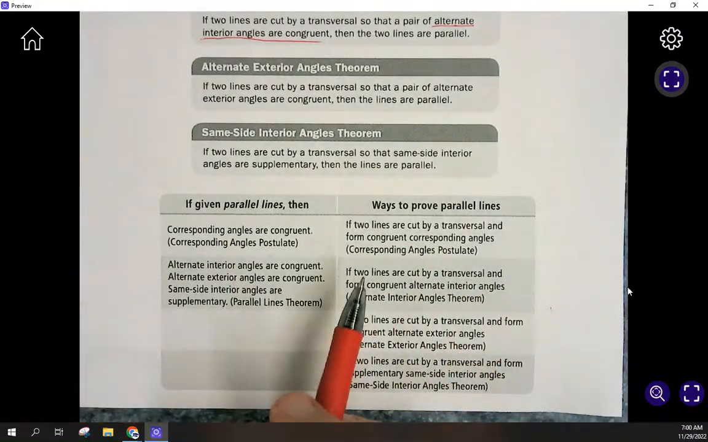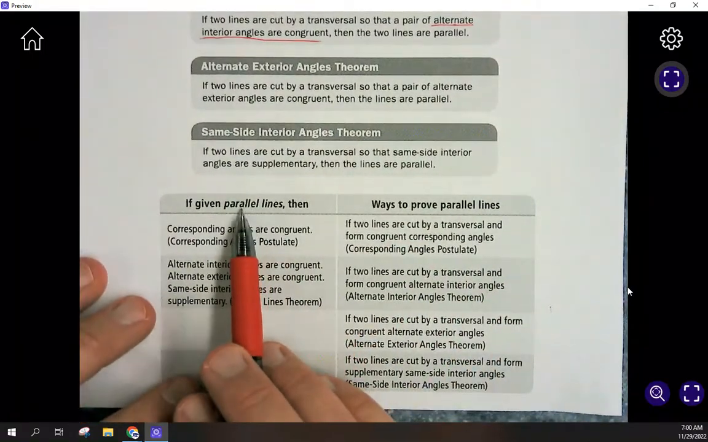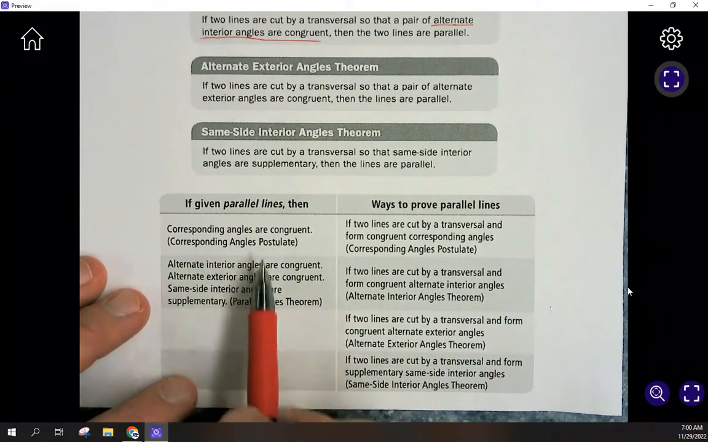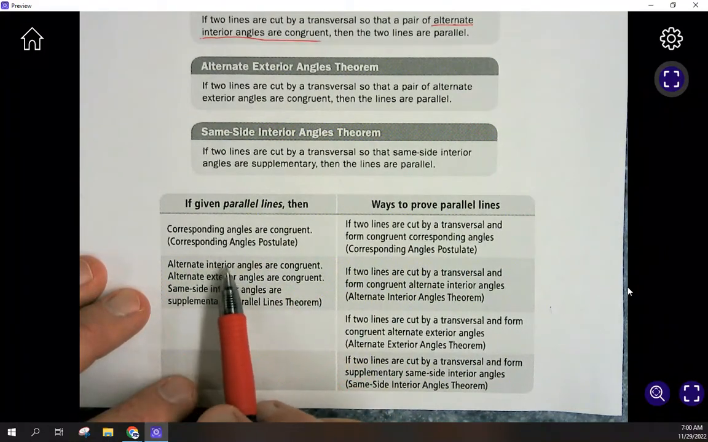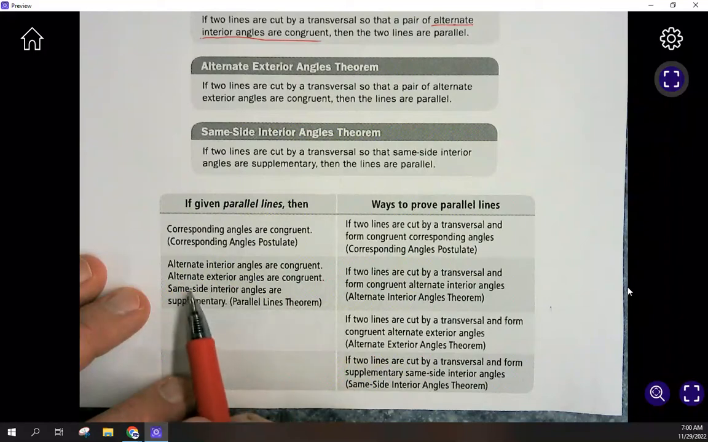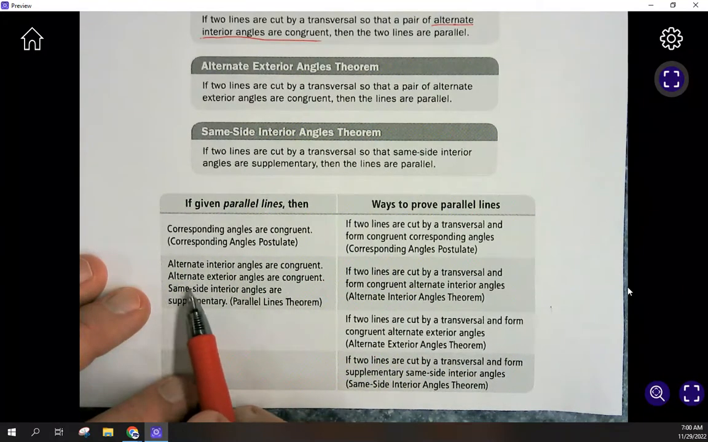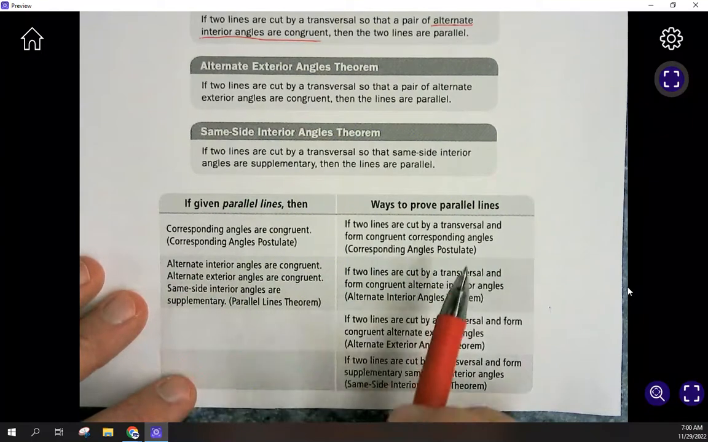And it all gets wrapped up here at the bottom. So here's when you're starting with parallel lines, you know corresponding angles are congruent. Same thing with alternate interior, alternate exterior, and my same sides are supplementary. And if you forget that, it's kind of easy. It's all S's. Same sides are supplementary.